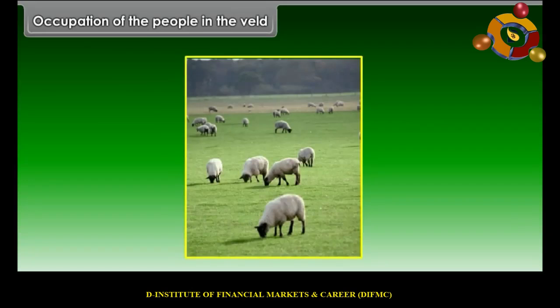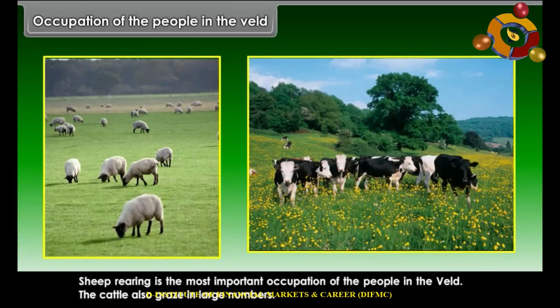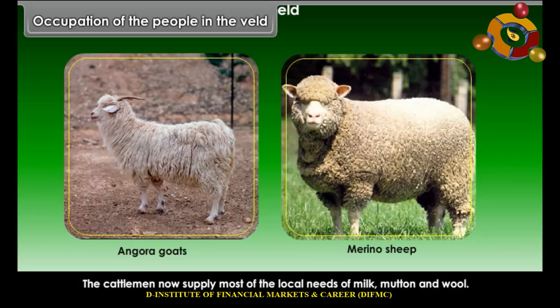Occupation of the people in the Veldt. Sheep rearing is the most important occupation of the people in the Veldt. The cattle also graze in large numbers. The Angora goats and merino sheep of this region are known for their fine quality of wool. The cattlemen now supply most of the local needs of milk, mutton and wool.